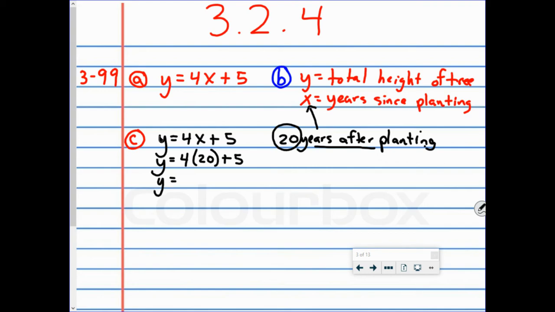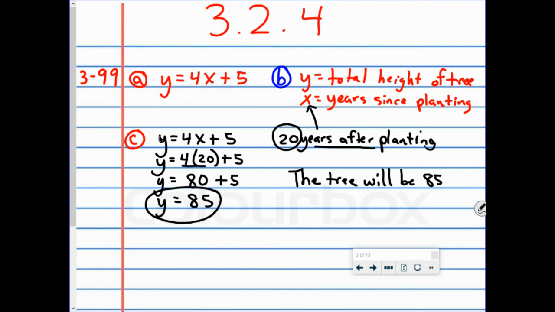Then, order of operations, what do I do next? And do you notice how I'm bringing down the y equals every single time? Order of operations, I multiply next. So 4 times 20 is 80 plus 5, and then final 85. And I circle my answer. So, the tree will be 85 feet tall. The tree will be 85 feet tall.